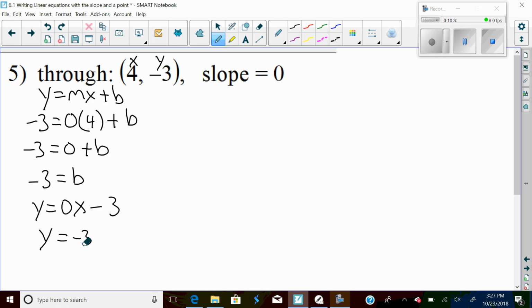So on the graph, if you were to graph that, you have a graph that goes straight across, with a slope of 0. But for now, that's how to write your equations in slope-intercept form, given a point and a slope.